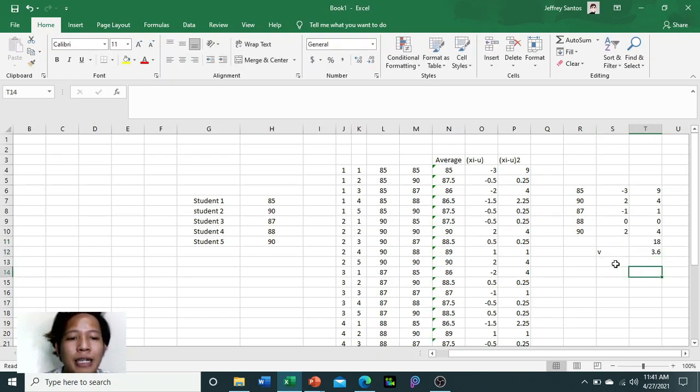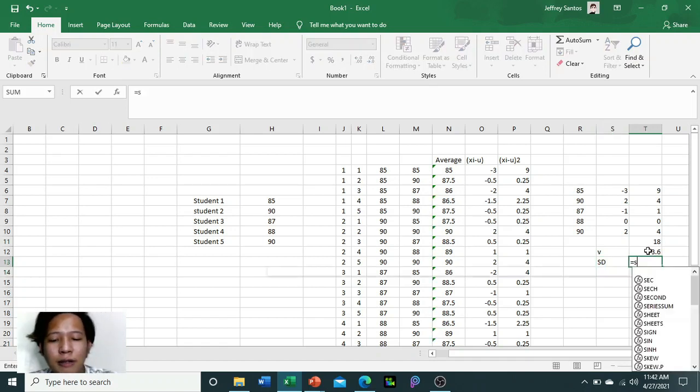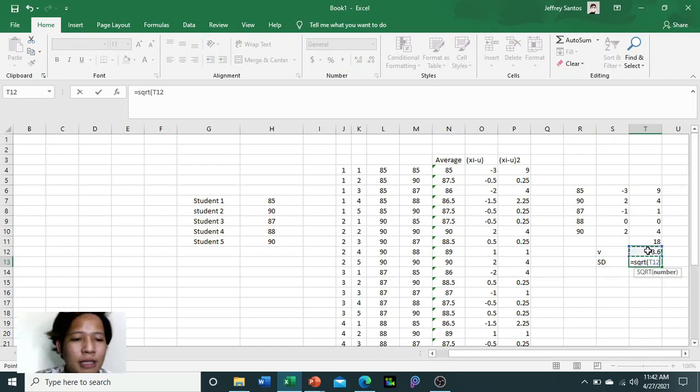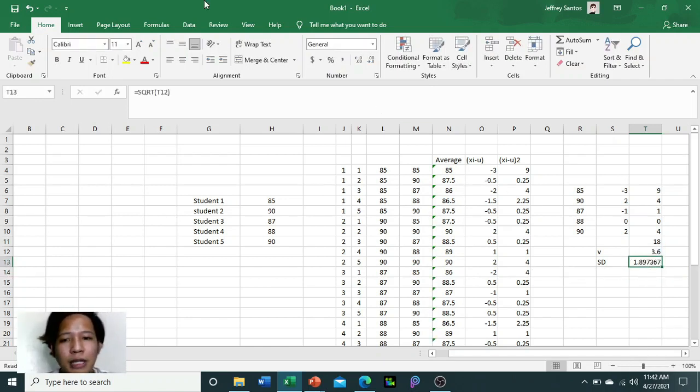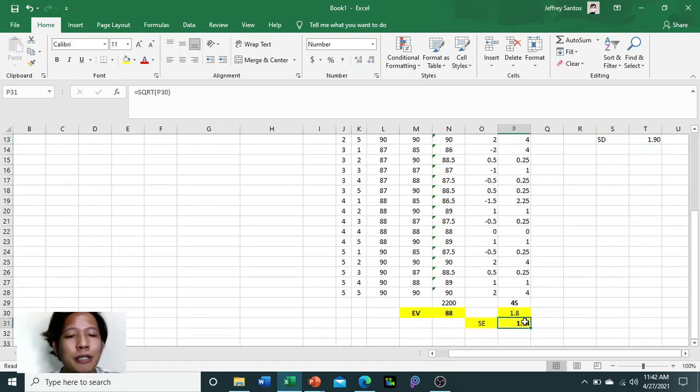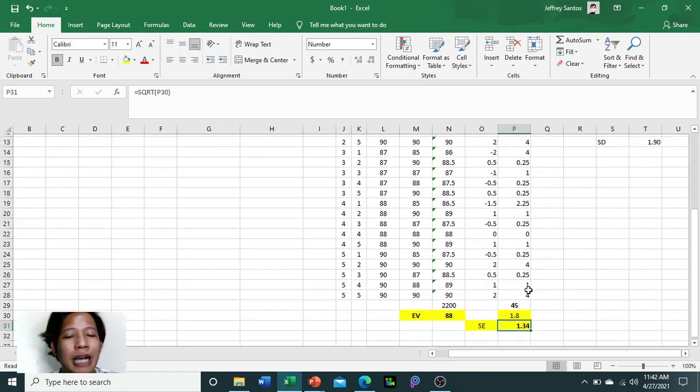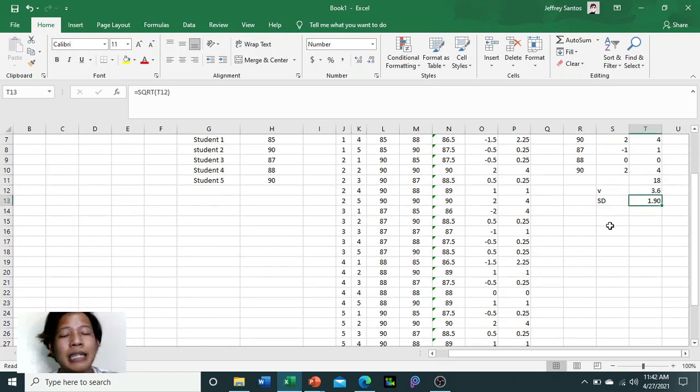This is our variance. Now our standard deviation would be the square root of 3.6. So, the square root of 3.6 is 1.89, or 1.90. So, kung mapapansin ninyo, medyo malapit naman po yung ating standard deviation or yung ating standard error dun sa ating standard deviation. And that's how we have the sampling distribution of the sample mean.